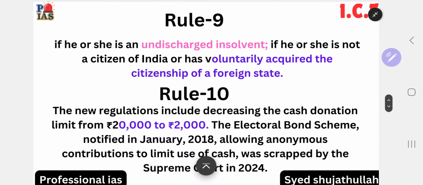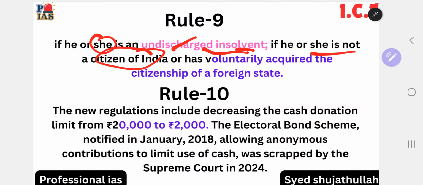Rule number 9. If he or she is an undischarged insolvent, like if you have taken a loan from the bank but have not paid, then also you will be disqualified. And if you are not a citizen of India, you can contest and also win the seat. But after you win the seat, if the Election Commission comes to know that you are not a citizen of India, again that will be cancelled.